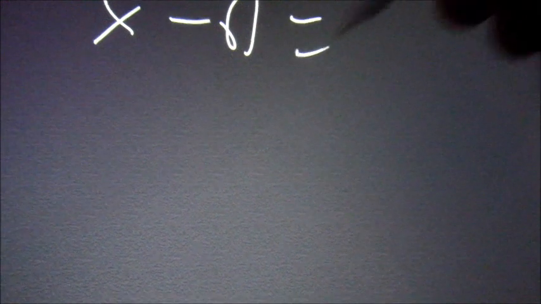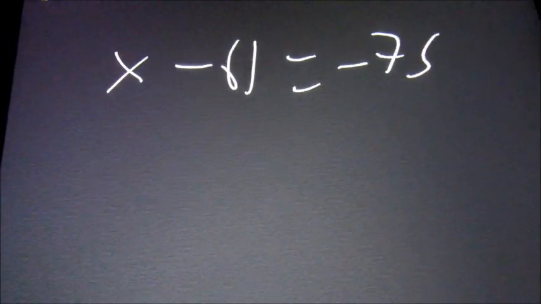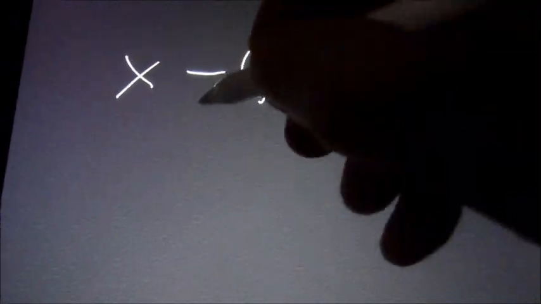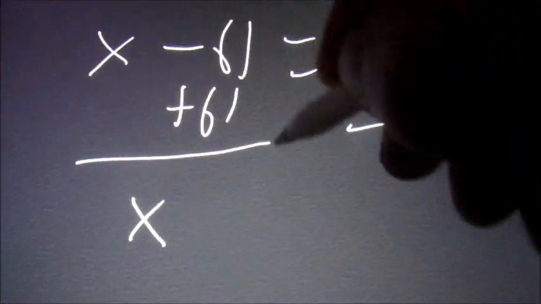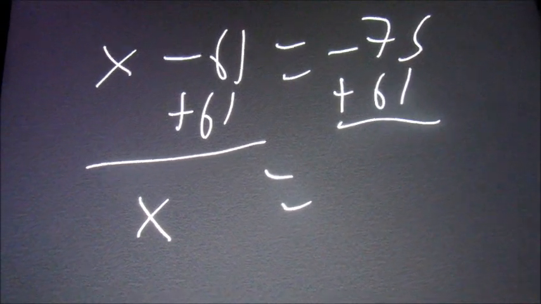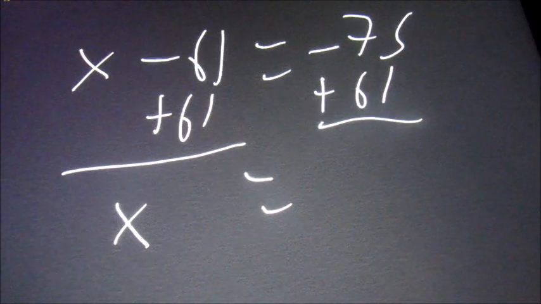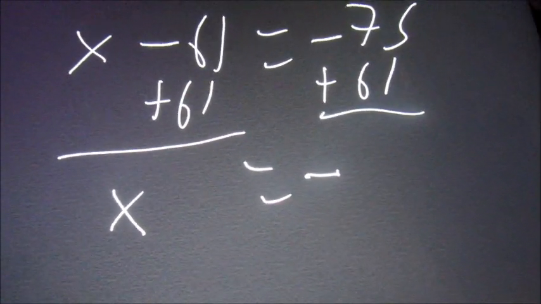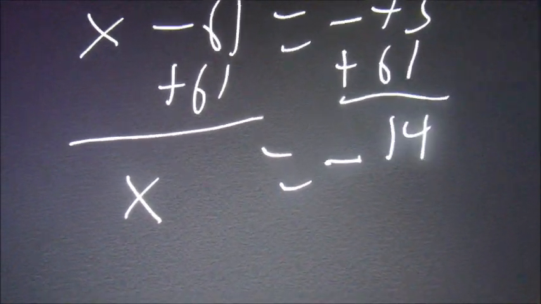Next, let's say that we have x minus 61 equals negative 75. So the opposite of subtracting is adding. So I'm going to add 61 to both sides. X equals, now we have two numbers with opposite signs. That means we're going to subtract the bigger number minus the smaller number and keep the sign of the bigger number. So it's negative, and 75 minus 61 is 14.